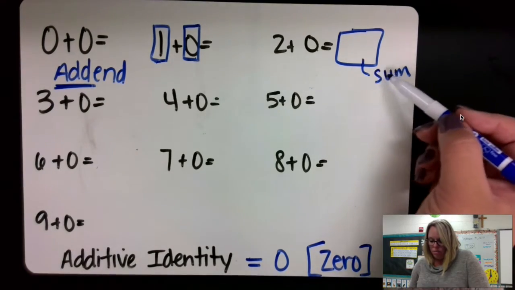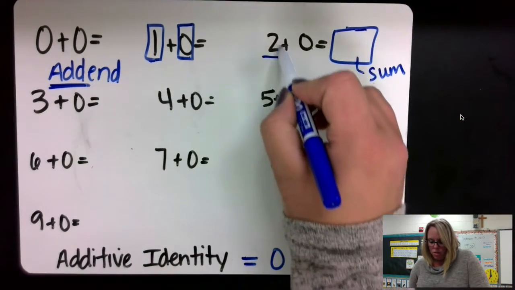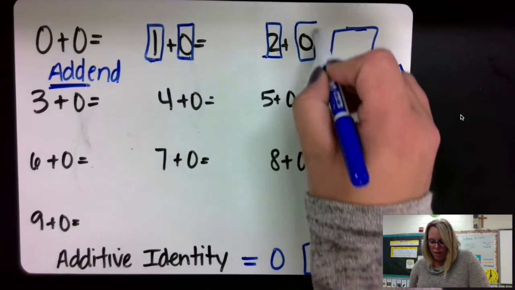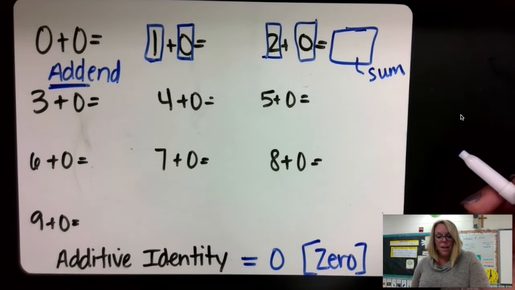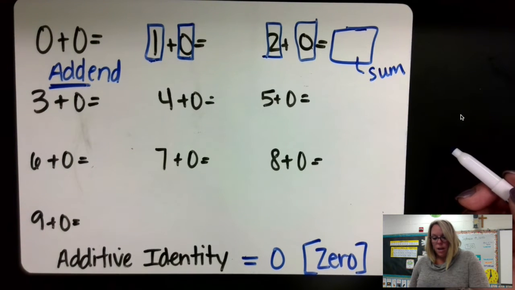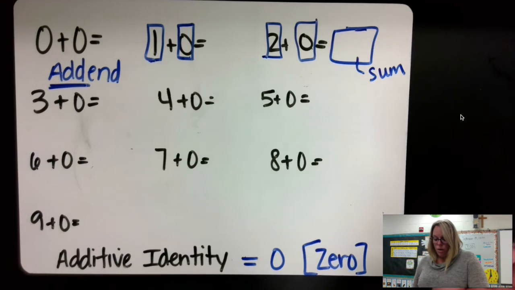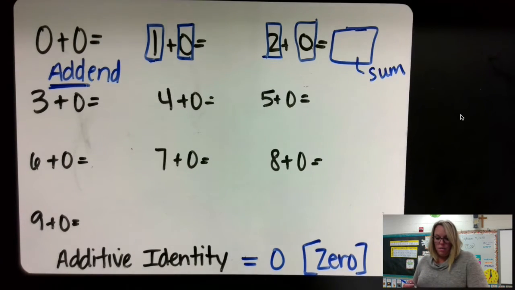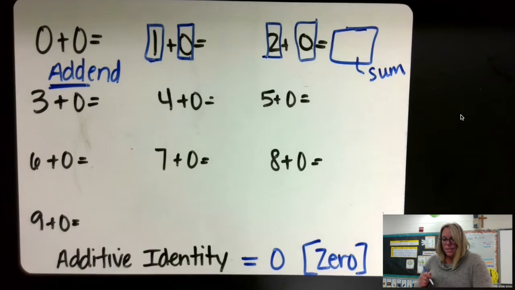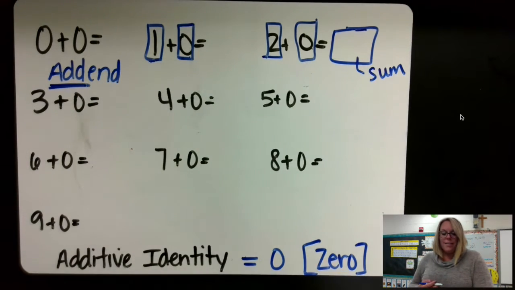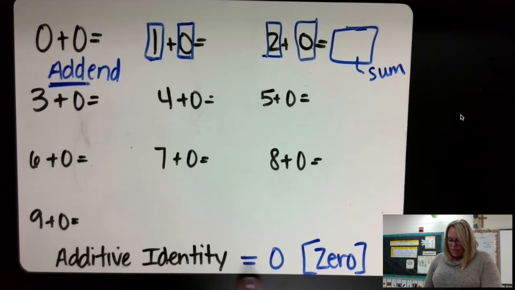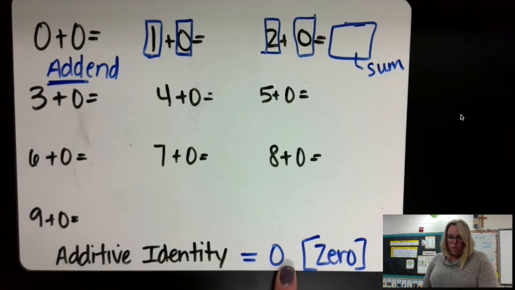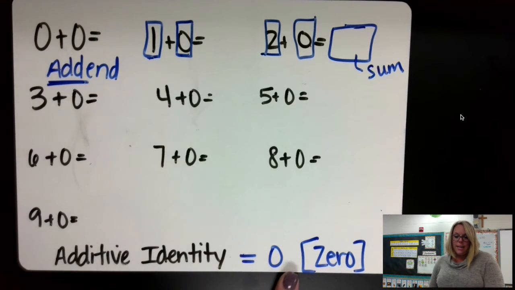Now, over here, the answer to what I add up, the answer to my addends, is going to be my sum. So the sum, when we add zero to a number, is always going to be the number. When we add zero to a number, the answer is the same or identical. So down here, you see I have something called the additive identity. Additive identity is zero. Zero is called the additive identity.